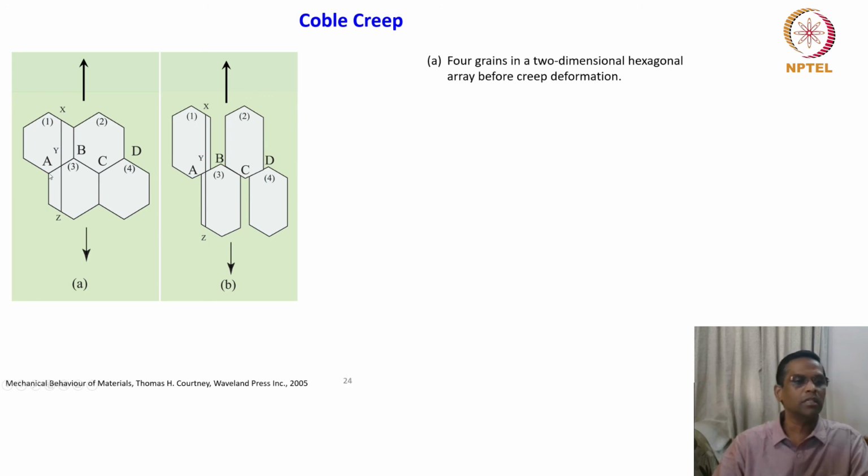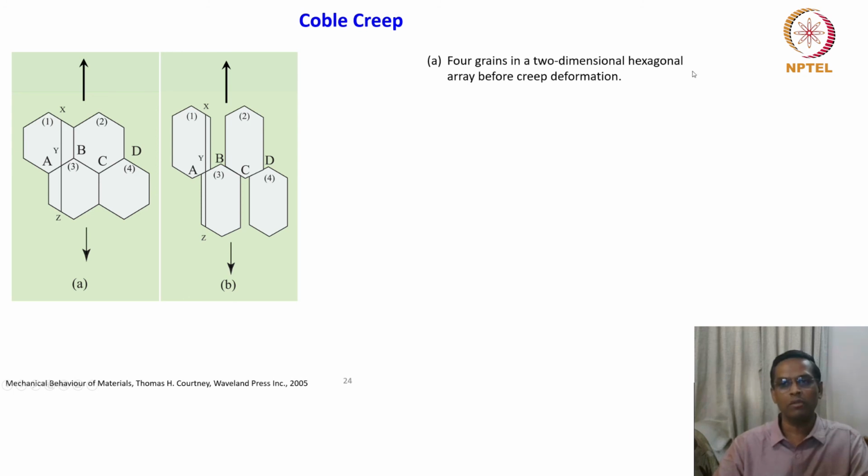You just look at this triple junction A, B, C, D. There are 4 triple junctions we are going to trace as the deformation proceeds. That's why it is marked here. So grain 1, 2, 3, 4. After a deformation, what happens? First, we'll read this caption.